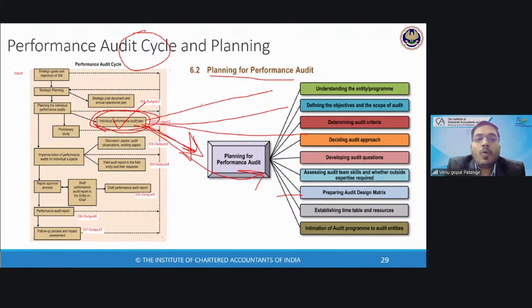Next, once you have this source of documents, each document has the details they have given. So whatever I just told you: internal audit reports, committee reports, PAC reports, all these documents will be covered.